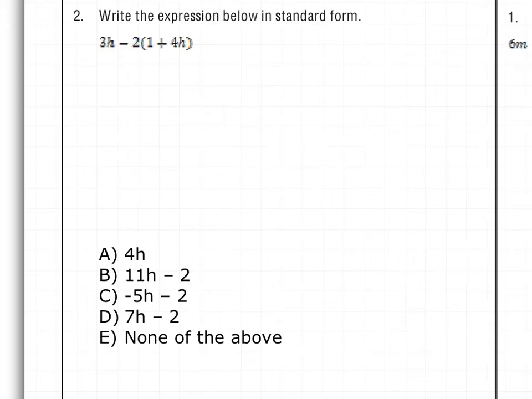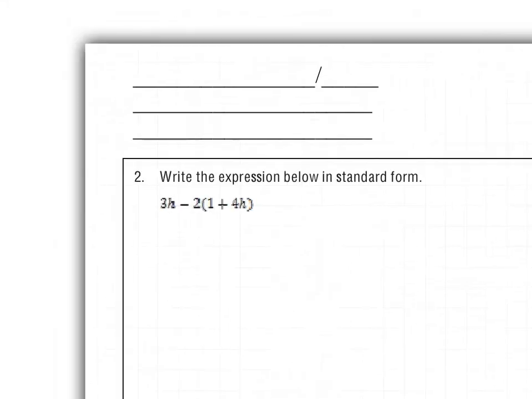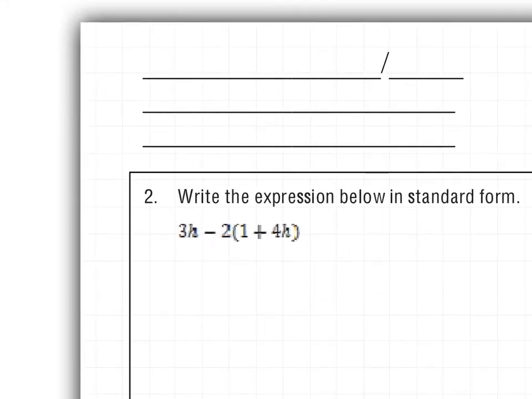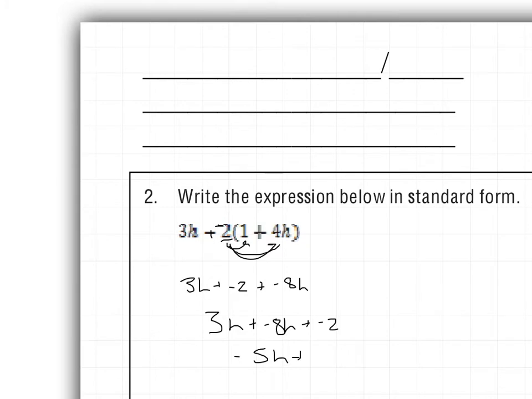Looking at this first do now problem, the first thing that we need to do is change any subtractions to additions. So as we look at this, we're going to change this to add the opposite. That makes this a negative 2 to distribute in. 3h plus negative 2 times 1 is negative 2, plus negative 2 times 4h would be negative 8h. Go ahead and commute our like terms, so using the commutative property, negative 8h plus negative 2. This is negative 5h plus negative 2.